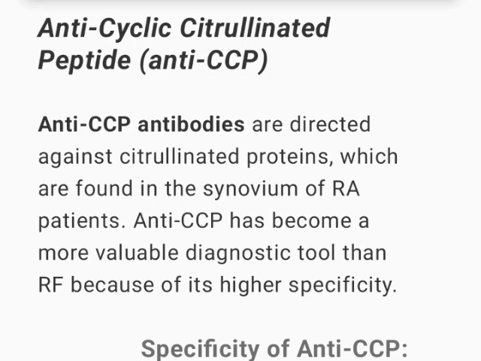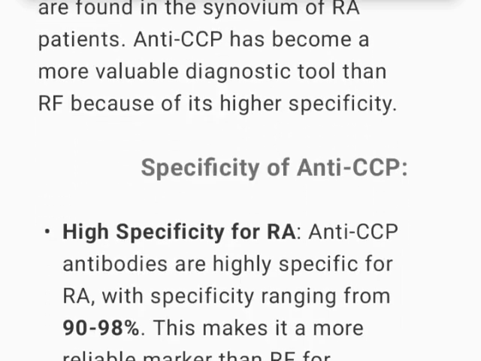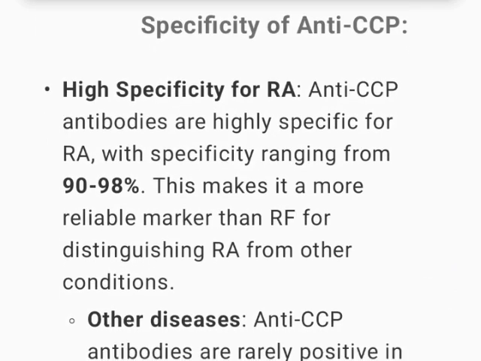Anti-cyclic citrullinated peptide, anti-CCP. Anti-CCP antibodies are directed against citrullinated proteins, which are found in the synovium of RA patients. Anti-CCP has become a more valuable diagnostic tool than RF because of its higher specificity. Specificity of anti-CCP. High specificity for RA. Anti-CCP antibodies are highly specific for RA, with specificity ranging from 90 to 98%. This makes it a more reliable marker than RF for distinguishing RA from other conditions.